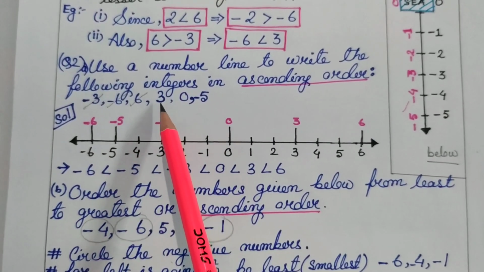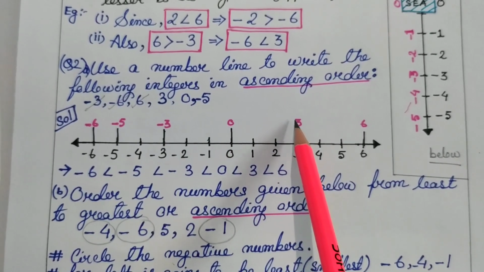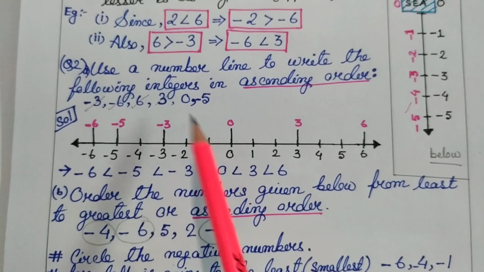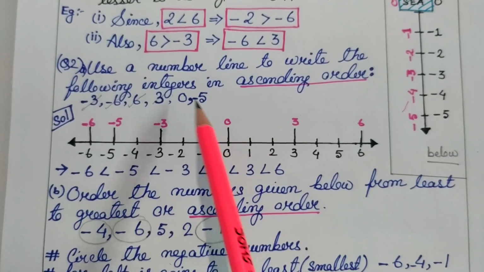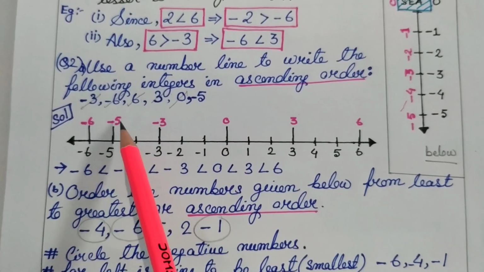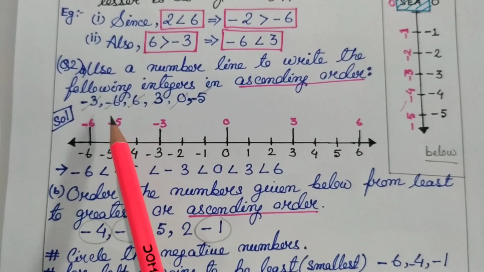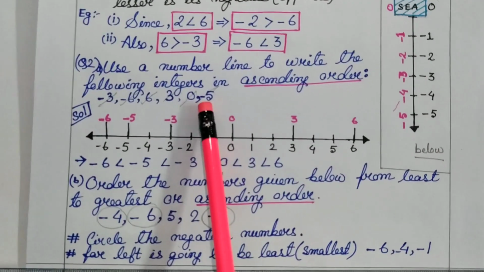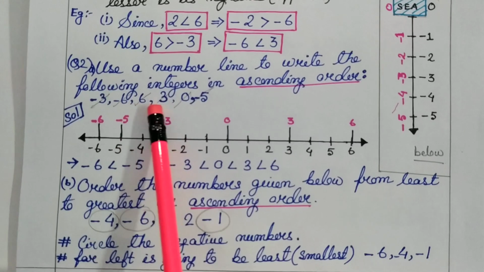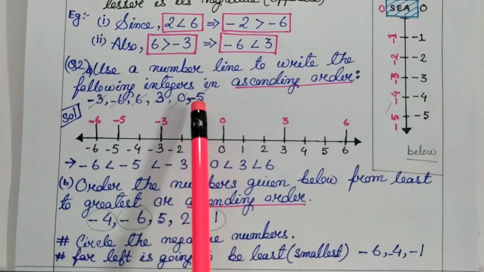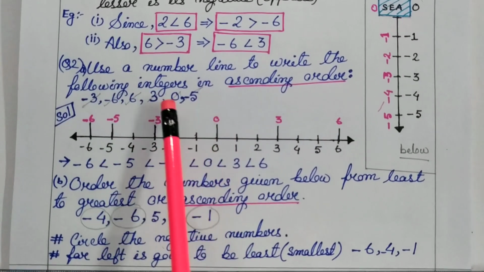Then 3. Increase the height, write 3. Then strike it off. Again, 0 is there. You write 0 and then strike it off. Then comes minus 5. You write minus 5 and strike it off. Why did I strike it off, you know? Now, if you strike it off, you can see all the values are covered. So, to reduce mistakes, I just struck them off.